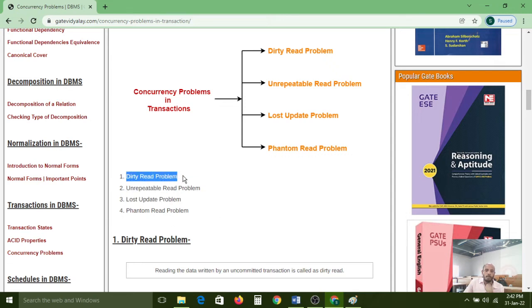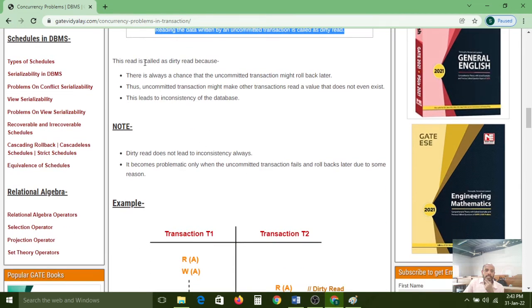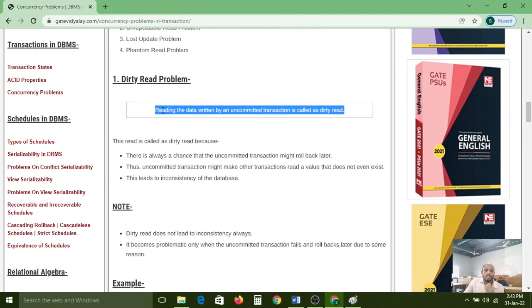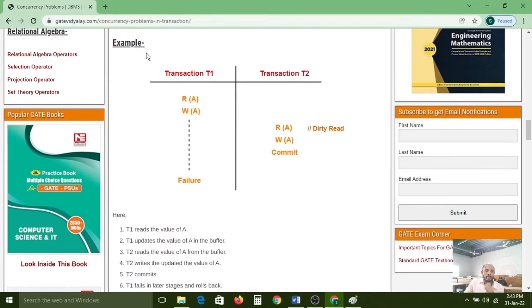The first one is the dirty read problem. Dirty read problem is nothing but reading the data written by an uncommitted transaction. This read is called a dirty read because of this definition: reading the data written by an uncommitted transaction is called a dirty read.